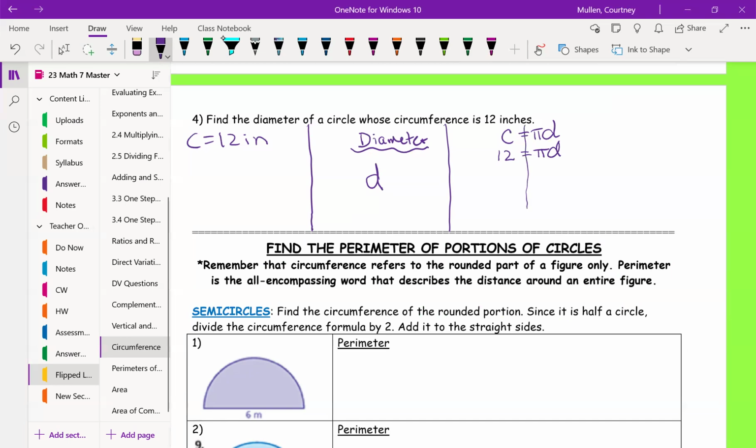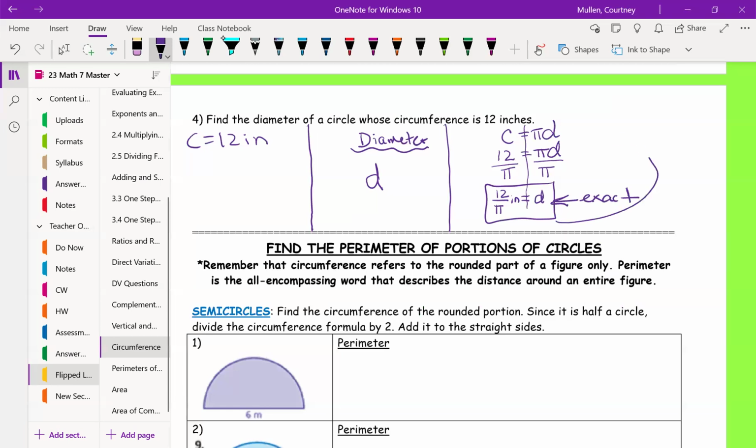So what's happening between the pi and the D? Multiplication. What's the inverse? Division. So I need to divide both sides by pi. So 12 divided by pi inches is equal to the diameter. This is our exact answer, or in terms of pi answer.